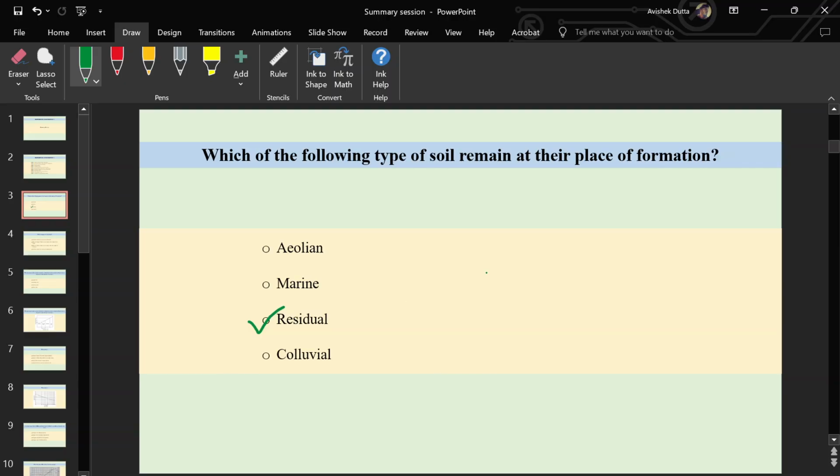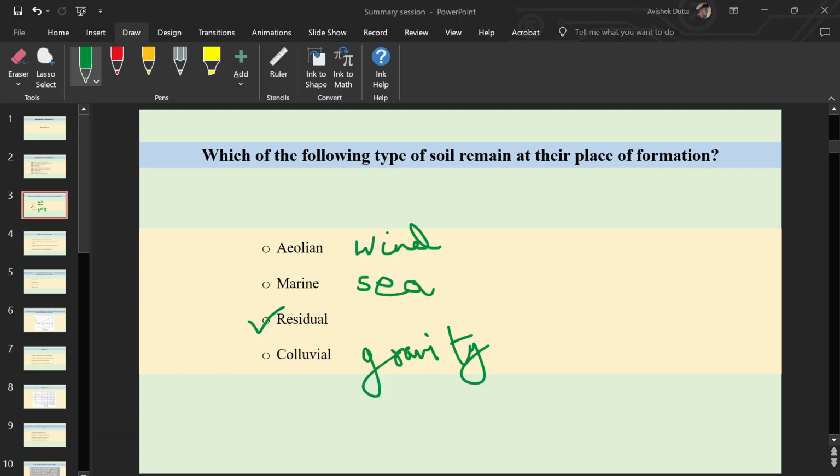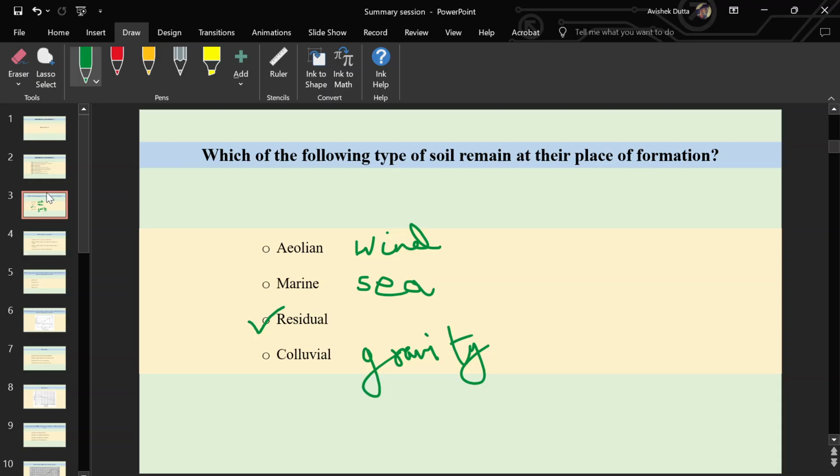Why? Because aeolian soil is transported by which agent? Wind, sir. Yes, wind. What about marine soil? Sea water, right? Yes. What about colluvial soil? Gravity. Okay, so residual soil is the type of soil among these that remains at its place of formation.